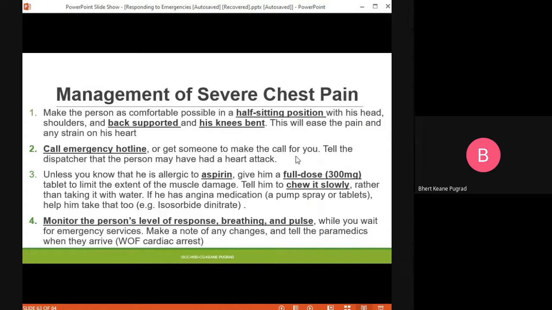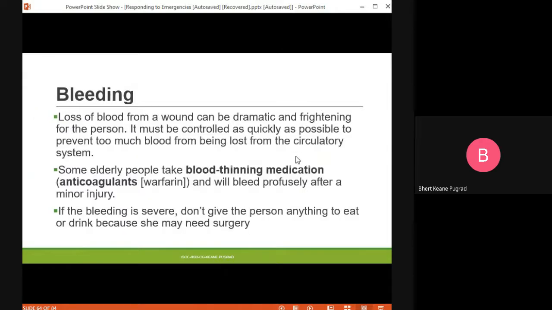Number 4, monitor the person's level of response, breathing and pulse. Okay, take note, watch out for possible cardiac arrest. Because during this time, the patient can go into cardiac arrest. If the patient has cardiac arrest, with no pulse, no breathing, unconscious, what do we need to do? Immediately do CPR.